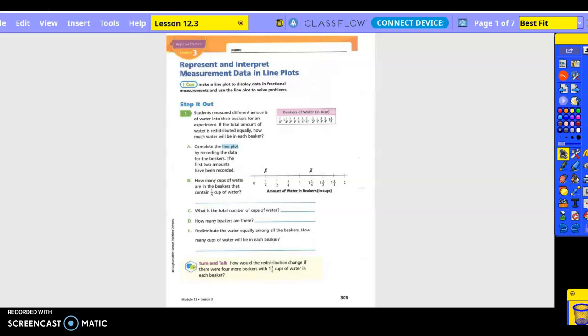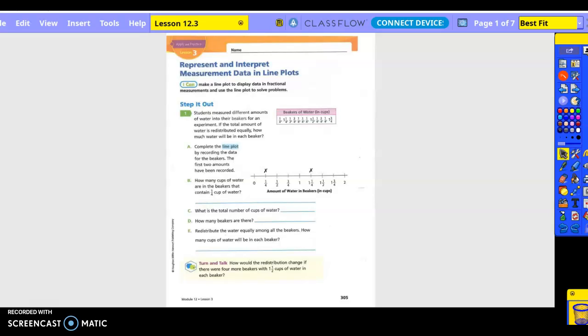Fifth grade into math, lesson 12.3, represent and interpret measurement data in line plot. I can use a line plot to display data in fractional measurement and use the line plot to solve problems. Step it out. Number 1, students measure different amounts of water into their beakers for an experiment.